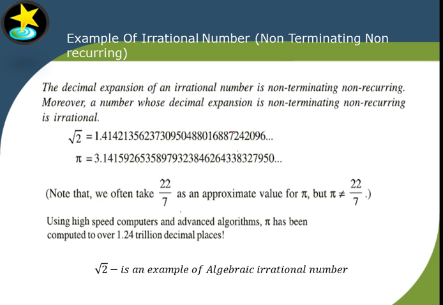So what we see in this? Square root of 2 is an example of an algebraic irrational number, and pi is an example of a transcendental number, and both are irrational numbers.